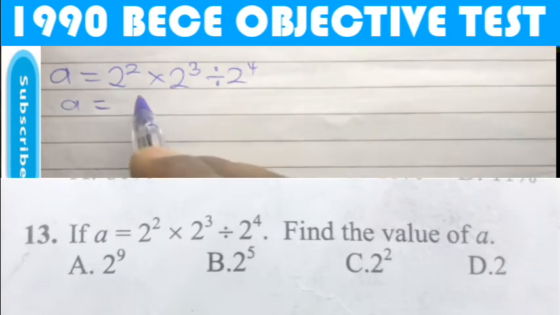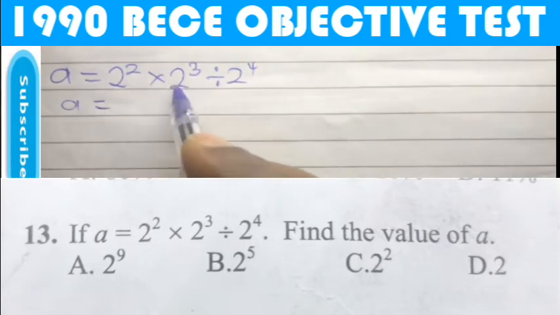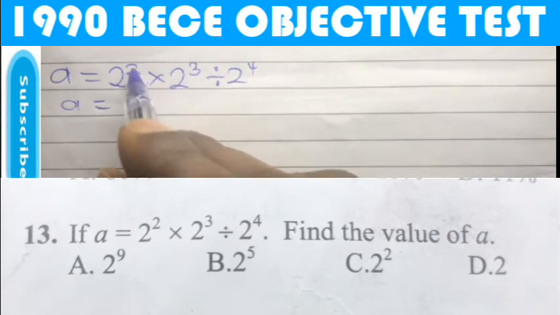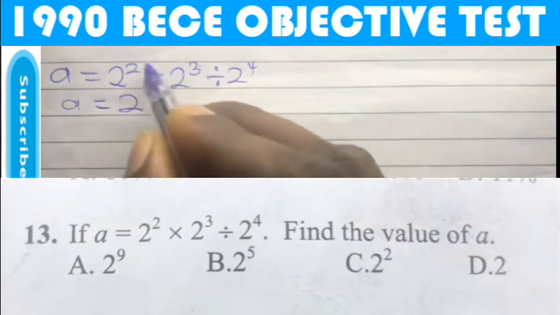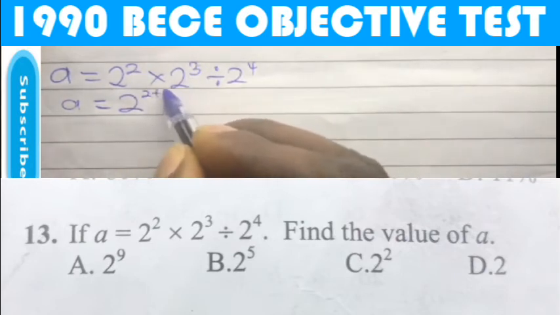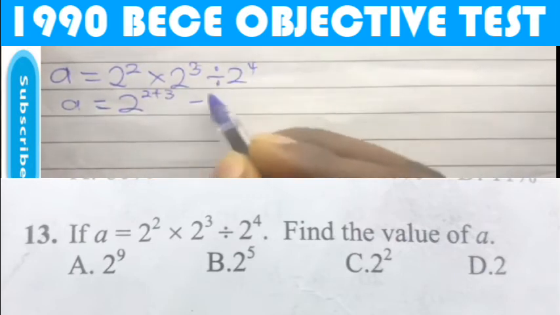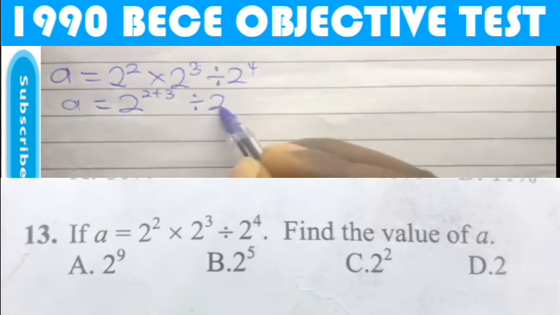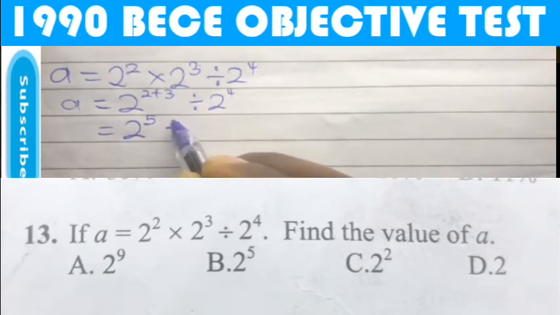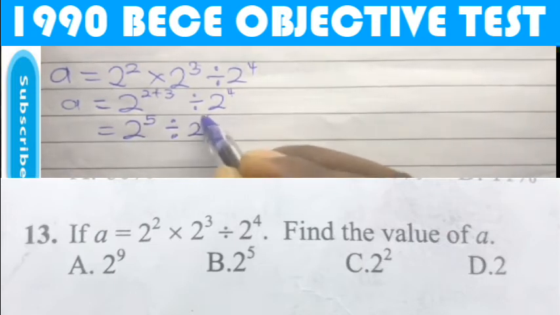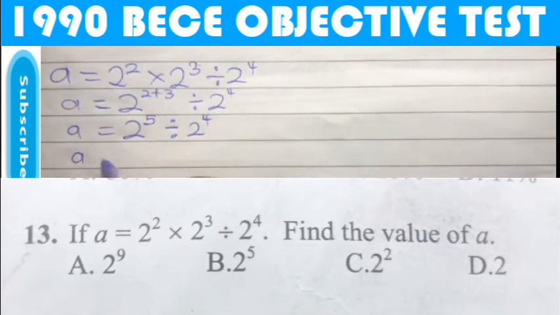So A will be equal to, with indices, when you have the same bases and they are multiplying, you add their power. So I will take one of the bases over here, and then I'll add 2 to 3. So 2 plus 3. Then I'll add the remaining values here. So this is what I have. 2 plus 3 will give me 5. 2 exponent 5 now, divided by 2 exponent 4.